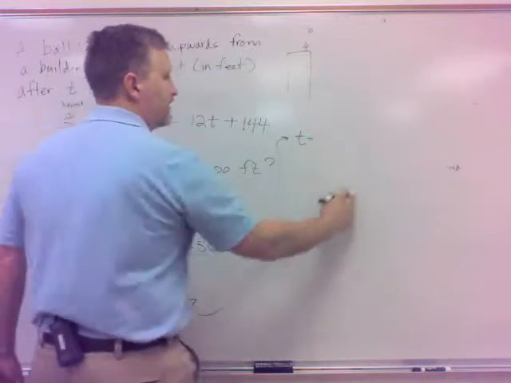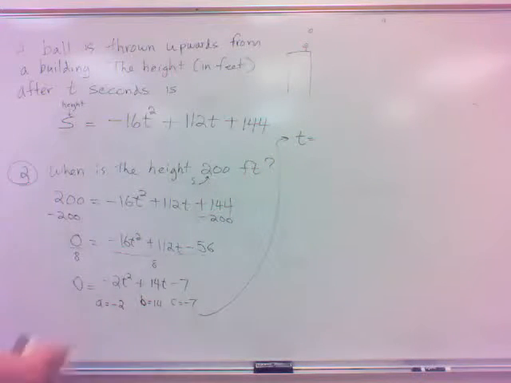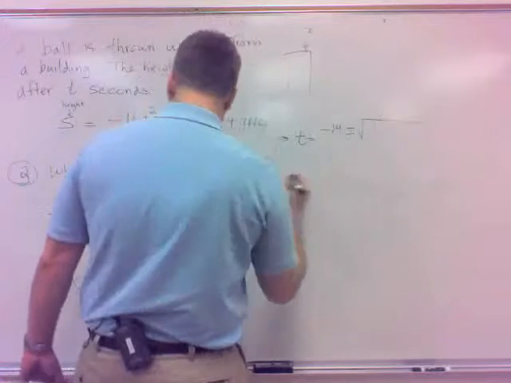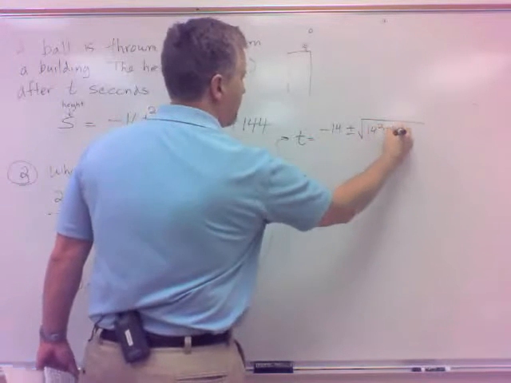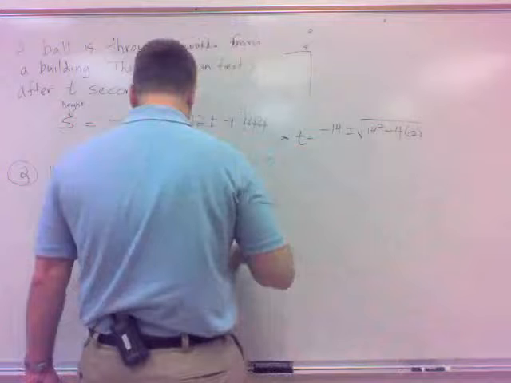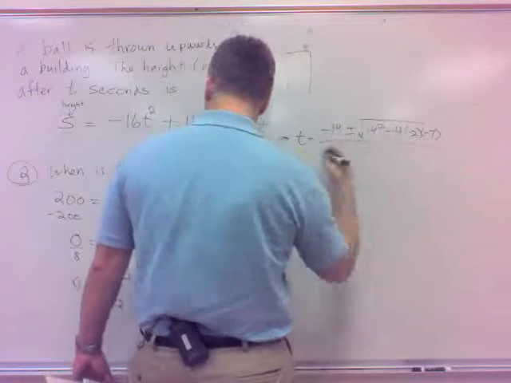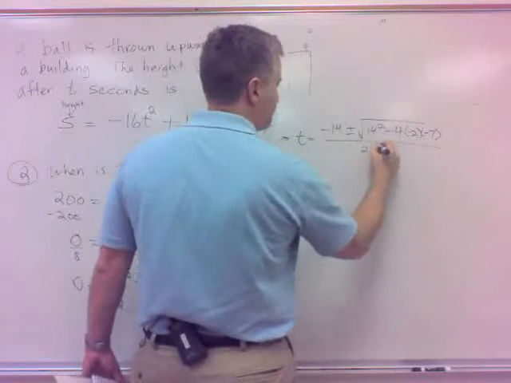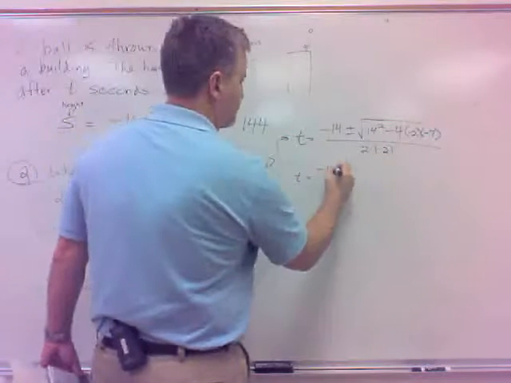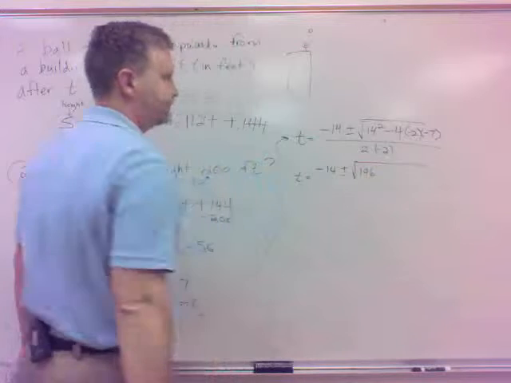So T, by the quadratic formula, is going to be minus B, which is minus 14, plus or minus the square root of B squared, 14 squared, minus 4 times A, which is negative 2, times C, which is negative 7, all over 2 times A, which is 2 times negative 2. All right, see what that gives me. That gives me negative 14 plus or minus the square root of 14 squared, which is 196.